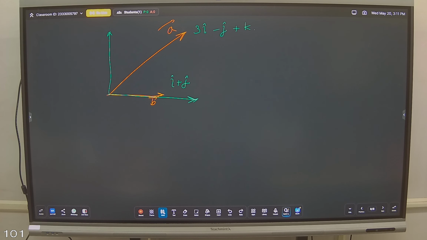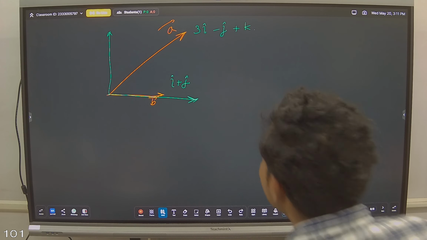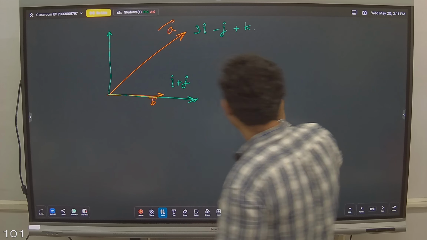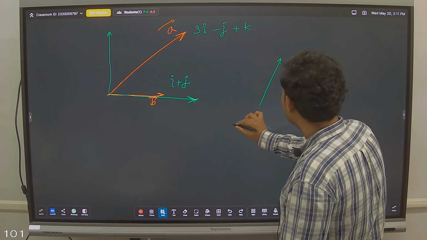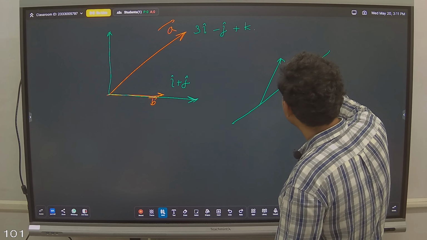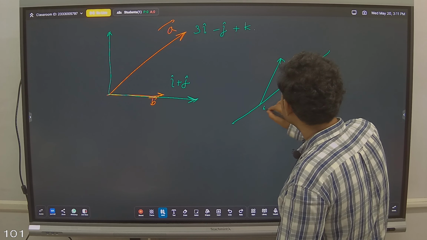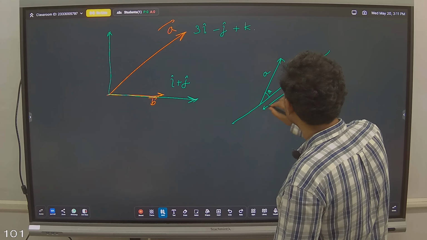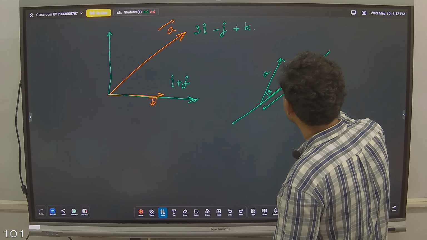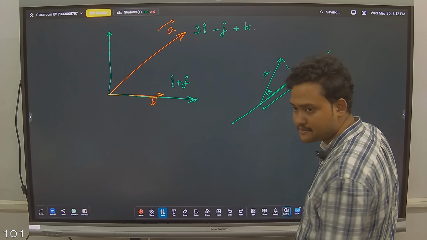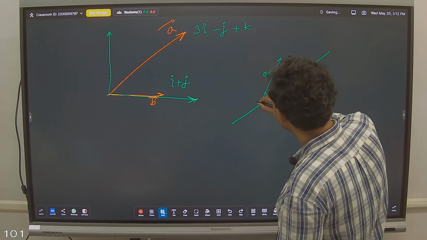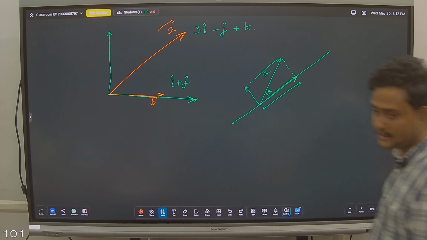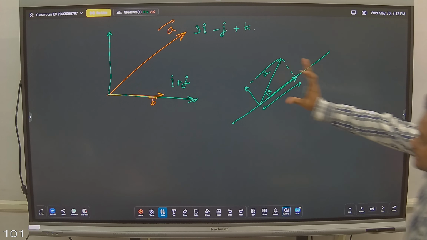Who asked what it means? So you know what component is, right? If I have a vector like this, the component along this direction is when I drop a perpendicular like this, and this length, for example, if this is A and this is theta, this is A cos theta. I want the vector which represents the component, this vector. And this is A sin theta, correct? So I want you to find the two vectors.